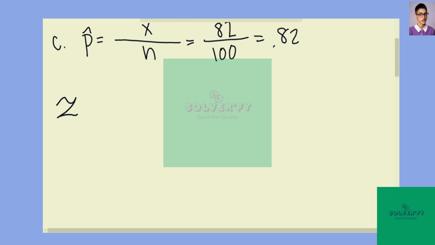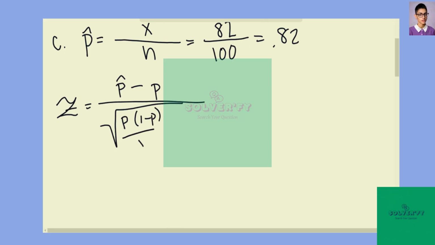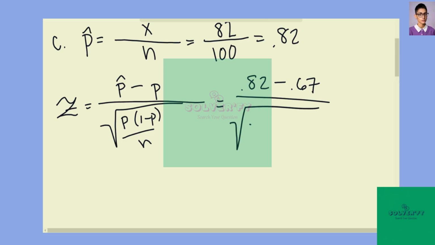And then we need to find our z, which is equal to p hat minus p over the square root of p times 1 minus p over n. So when we plug all of our values in, this is what we get. It's equal to 3.19.